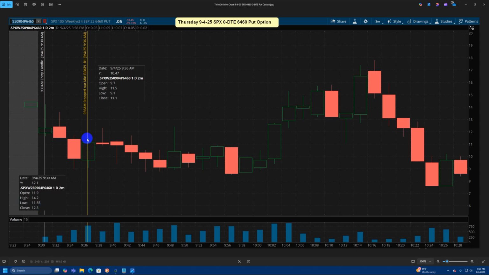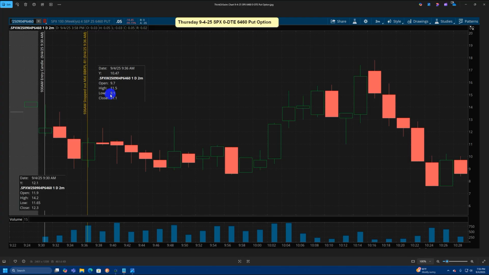Okay, so here's the stop out candle here at 9:36 a.m. As you can see here, if you remember, we used the low of this candle, so that's the worst case scenario, and that is $9.10. So we bought for $12.30 and we're stopped out at $9.10.